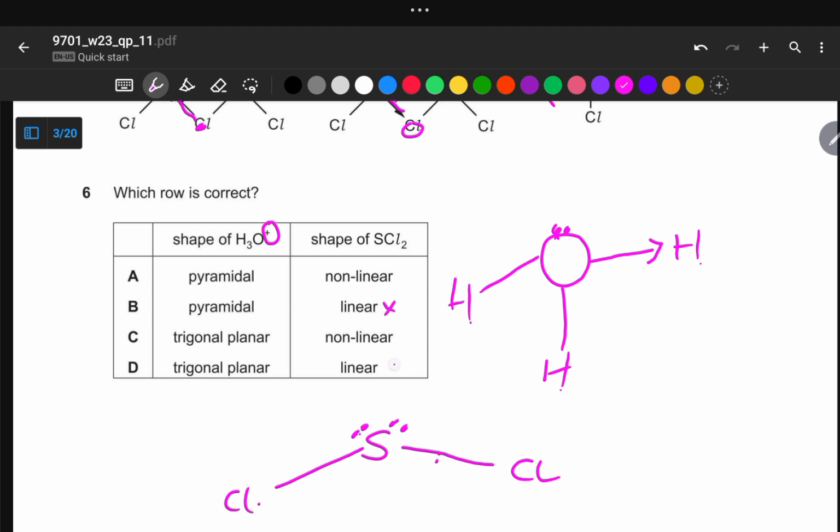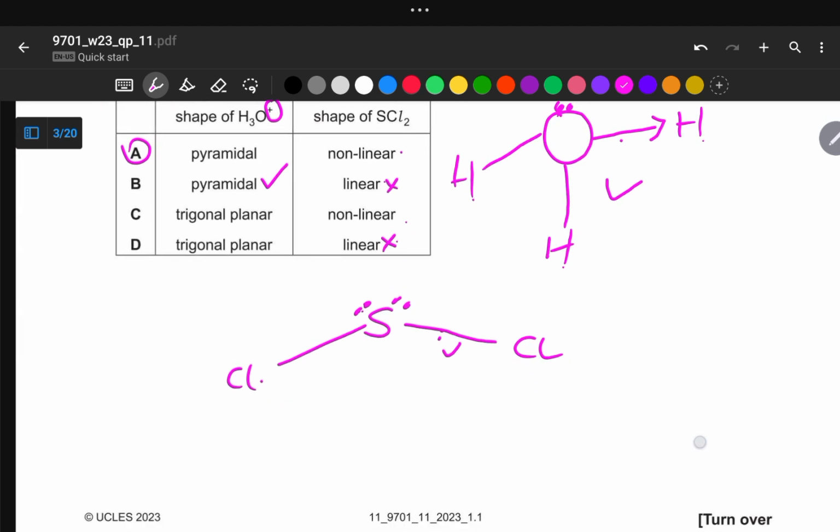So this one is false, this one is false, and we are left with A and B. And then 3 bonding pairs and 1 lone pair gives a pyramidal shape. So this one becomes correct. So our answer for number 6 is A, non-linear and pyramidal. So this one is non-linear, and this one is pyramidal.